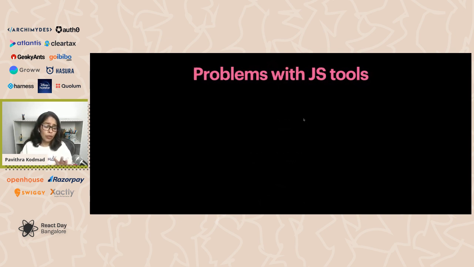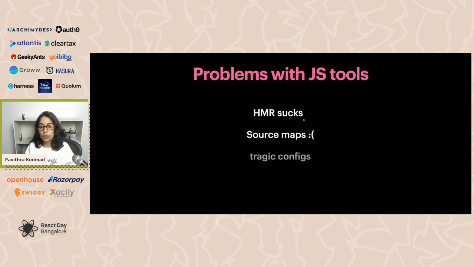So, in spite of all of these tools being state of the art and the ones that are being used in production right now in all large companies and even by indie developers, we face a lot of problems. Hot module reloading kind of sucks. It works sometimes, it doesn't work sometimes, and in my experience, I've stopped relying on it. Source maps is another major issue for me, which stops you from debugging effectively, especially production issues.